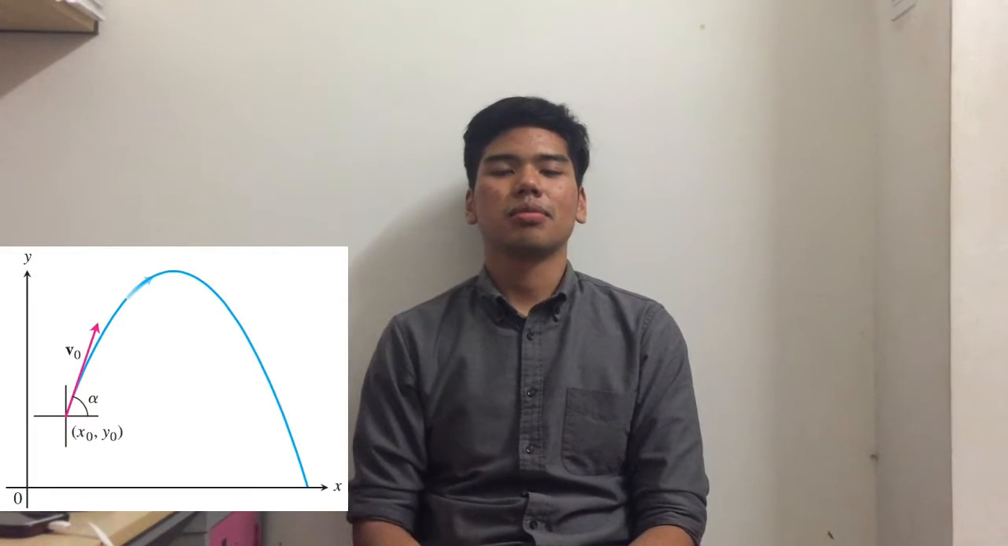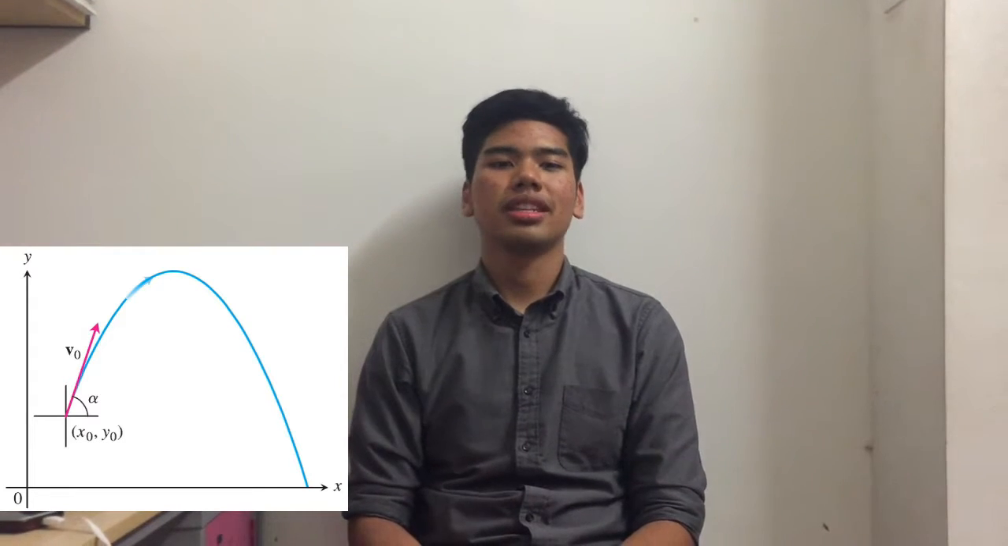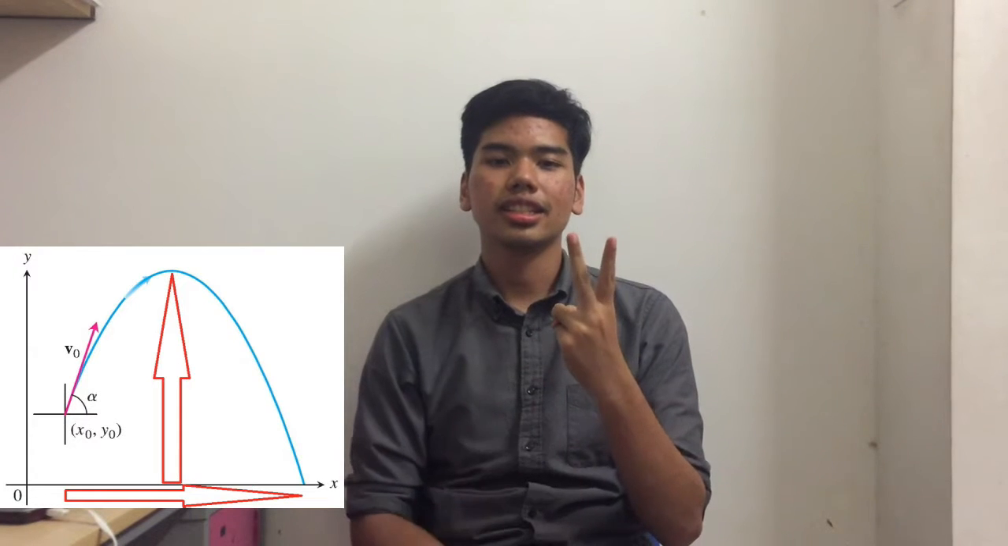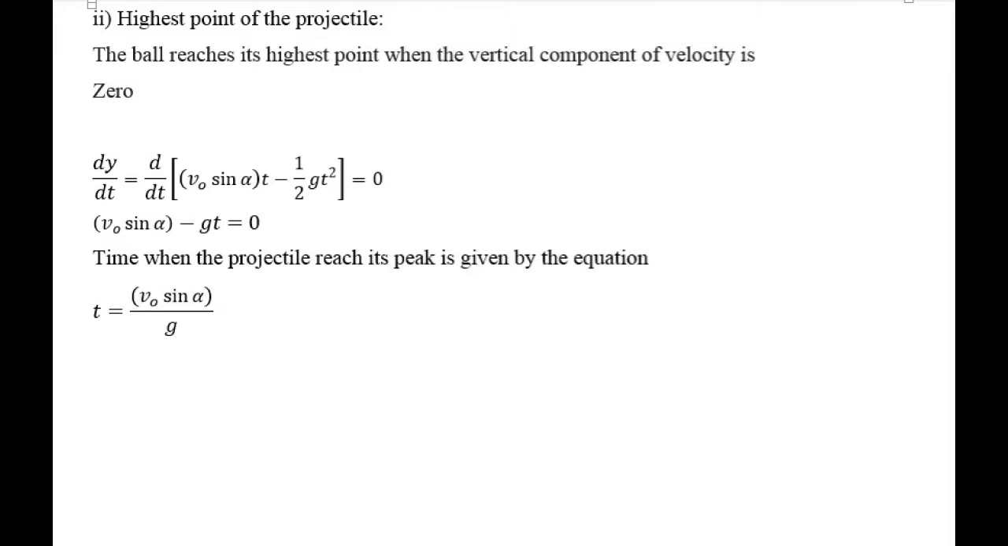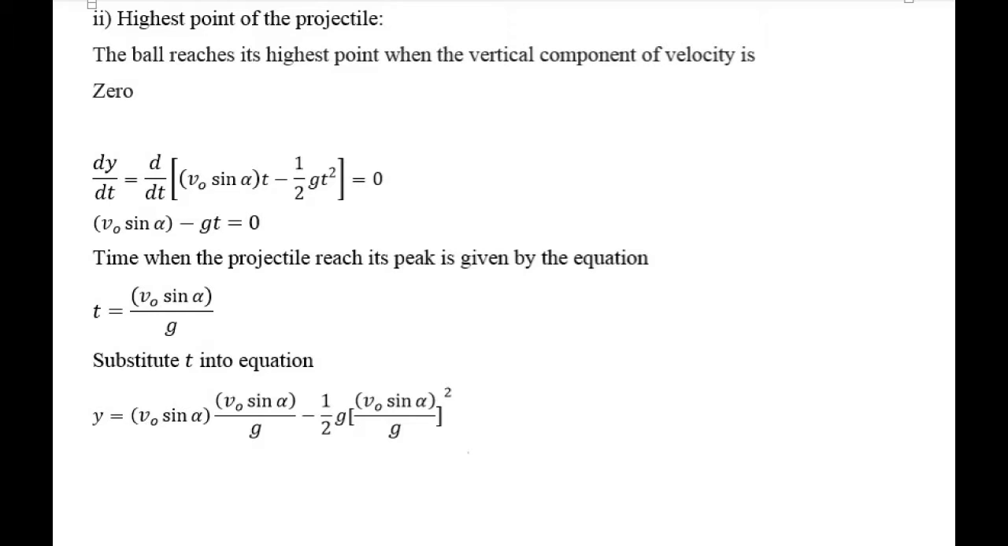After we have plotted the projectile motion graph, we can obtain three data. First, peak of the projectile. Second, time of flight. And lastly, range from origin. In order to get the highest point of the projectile, the vertical component of the velocity is 0. So, by rearranging the equation, we can get the time when the projectile reaches its peak. Substitute the time into the equation y, then we can obtain the peak of the projectile.